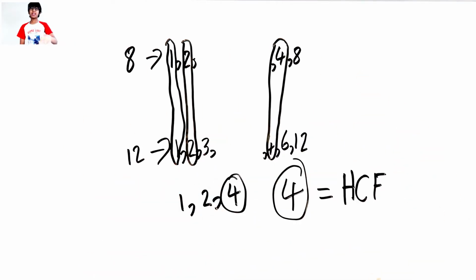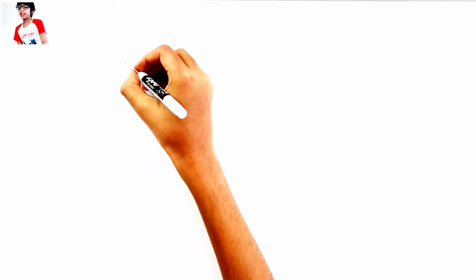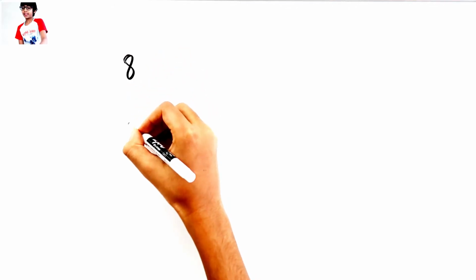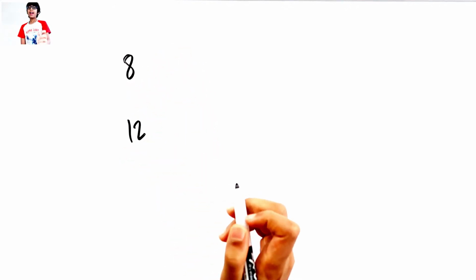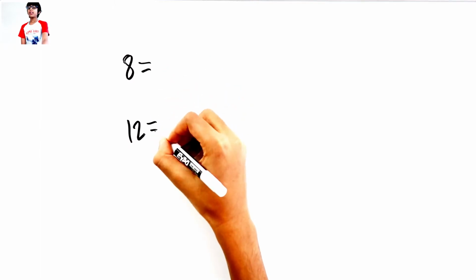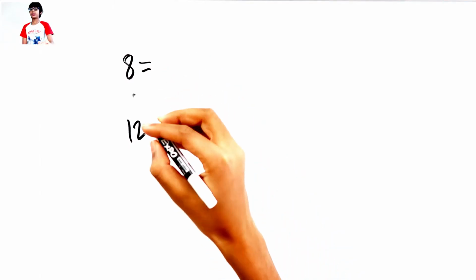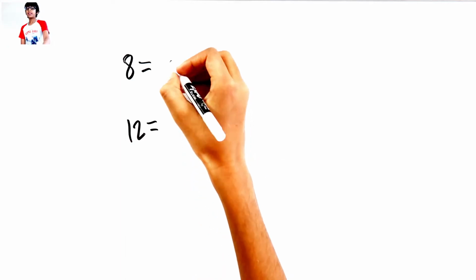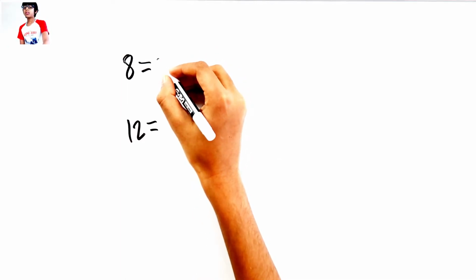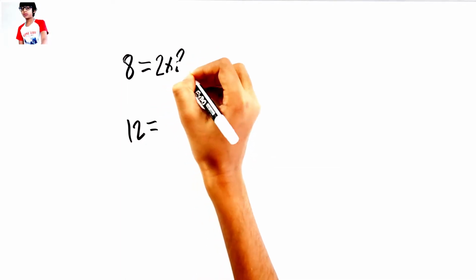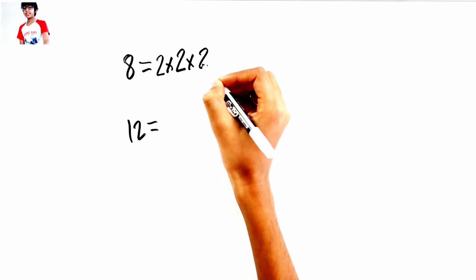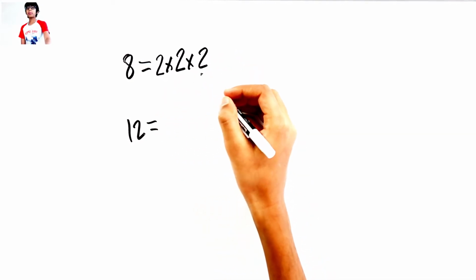This method takes a long time. Is there any easier way to do it? Now, let's take 8 and 12 again. Now, let's find the prime number factors for 8. So, 2 times 2 is 4. 4 times 2 is 8. So these are the prime number factors for 8.